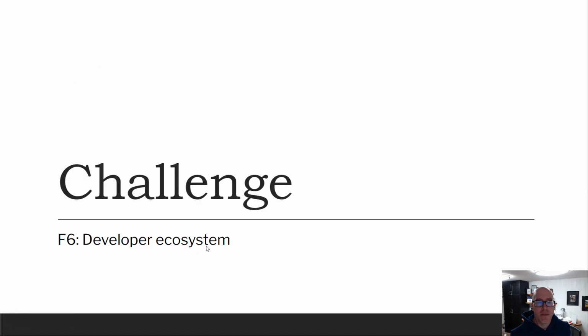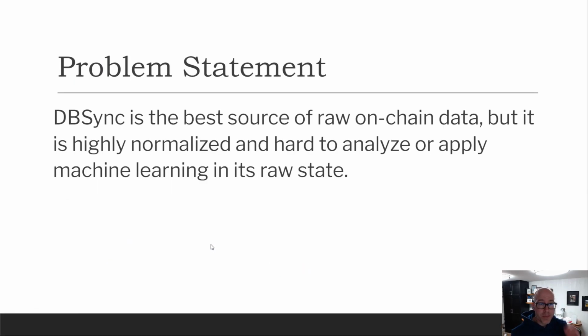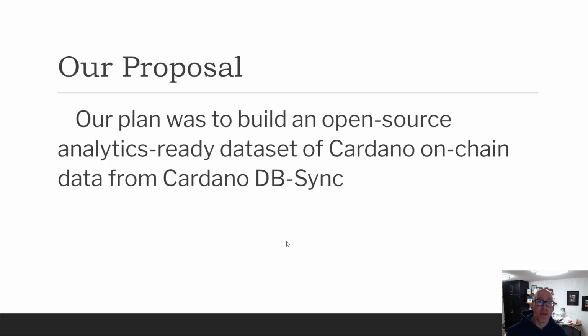The challenge was for the Fun6 developer ecosystem. And the problem statement that we were tackling is that DBSync is the best source, or at the time was the best source, of raw on-chain data, but it is highly normalized and hard to analyze or apply machine learning to in its raw state. So our proposal was to build an open source analytics-ready data set of Cardano on-chain data from Cardano DBSync.